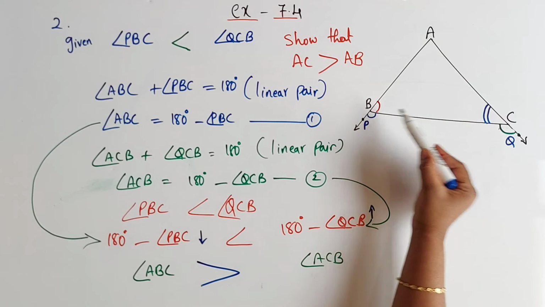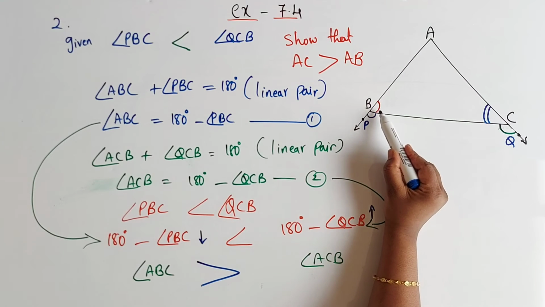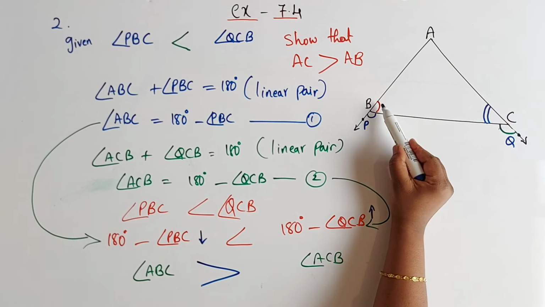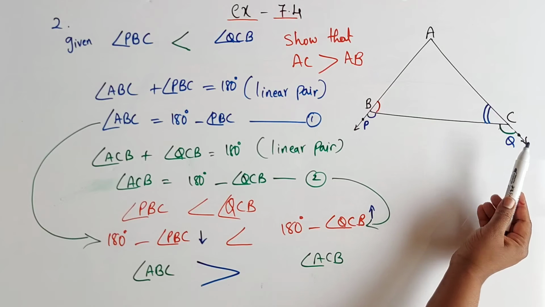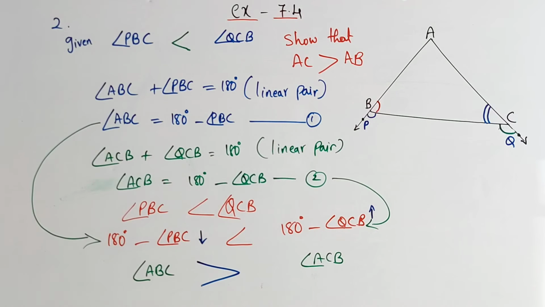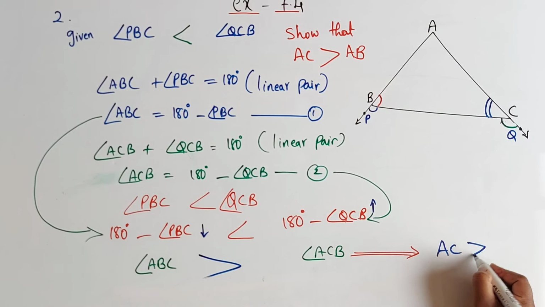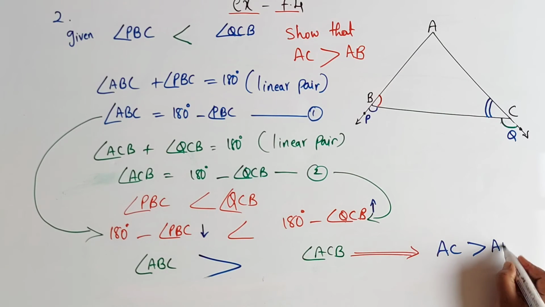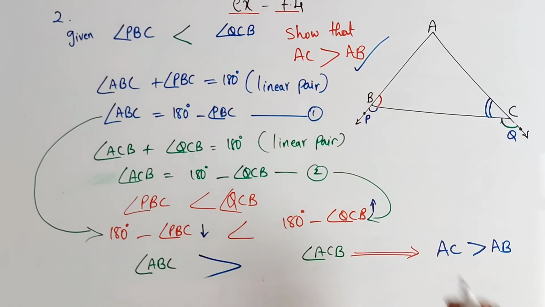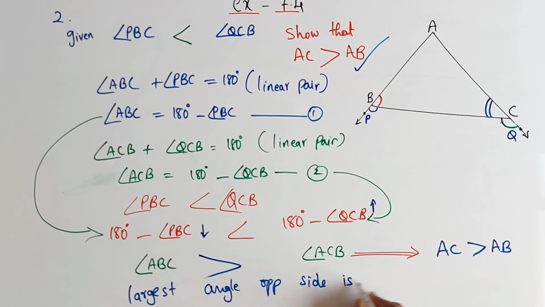So angle ABC, this one, is greater than angle ACB. So this angle is greater, which means the opposite side is also greater. Correct? As per our theorem, AC is greater than AB. Angle ACB's opposite side is AB. Right, children? That's what we have to prove here. What is the reason? The side opposite the largest angle is also larger.